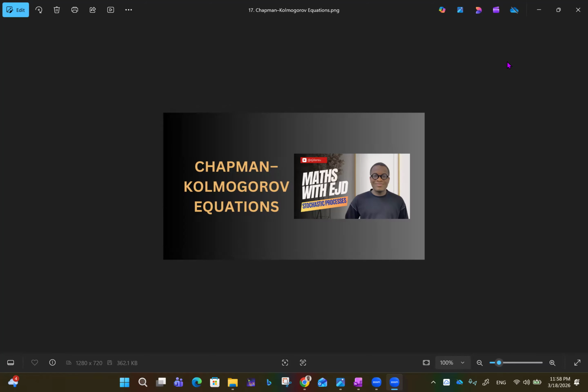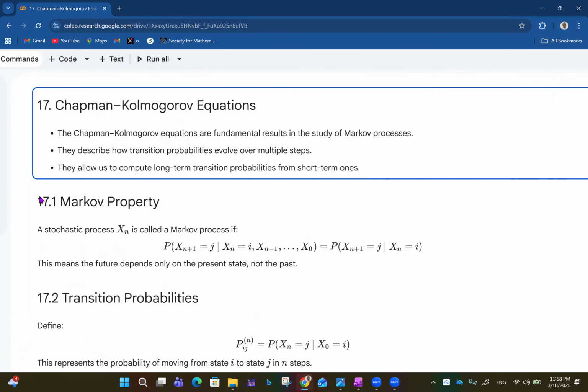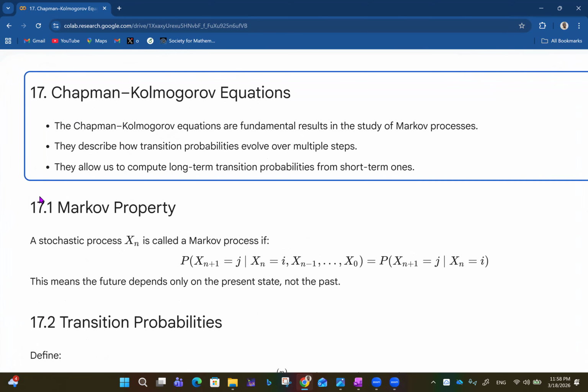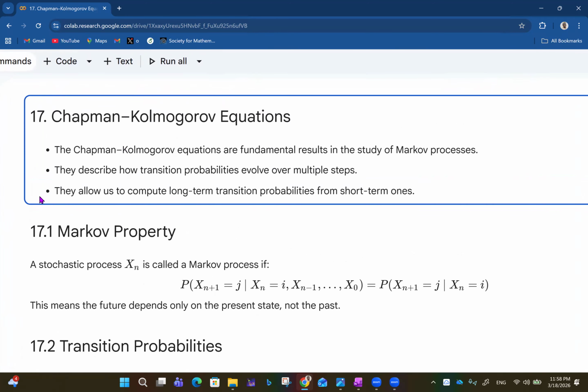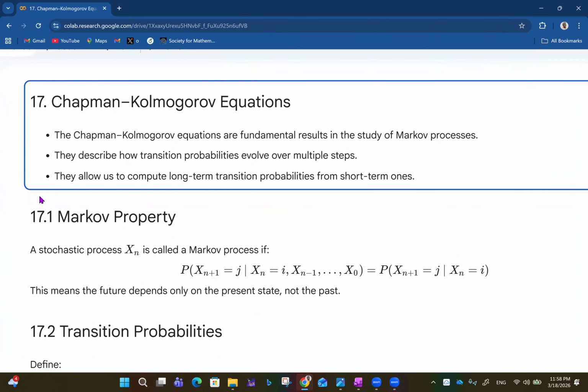In this next video, we talk about the Chapman-Kolmogorov equations under discrete Markov chains. The Chapman-Kolmogorov equations are fundamental results in the study of Markov processes. They describe how transition probabilities evolve over multiple steps. They allow us to compute long-term transition probabilities from short-term ones.